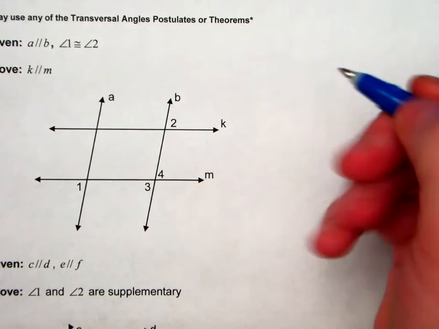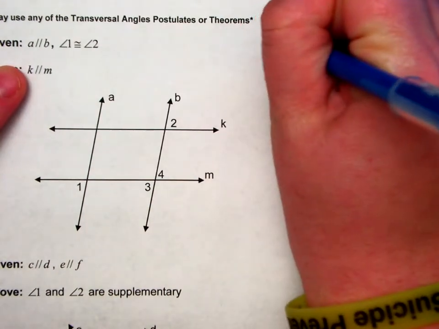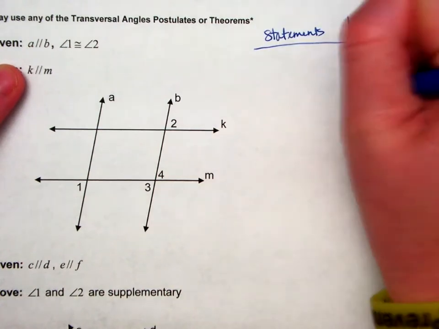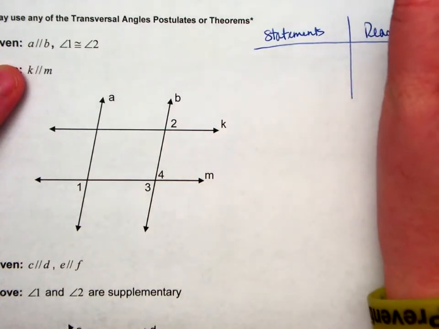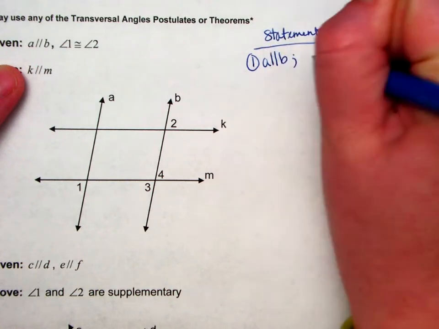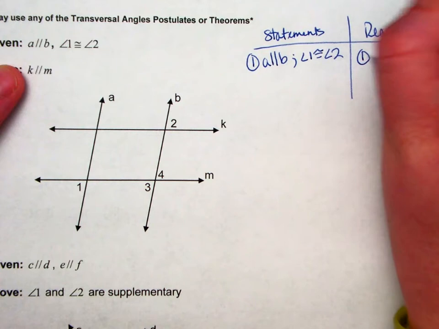So, the first thing we have is our given information. My first proof I'm going to do here is statements, and then reasons. 1 is A is parallel to B, and angle 1 is congruent to angle 2. That's your given information.